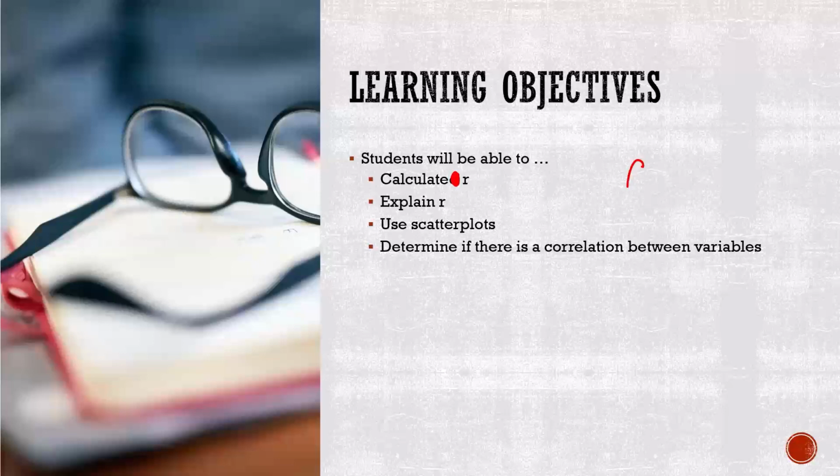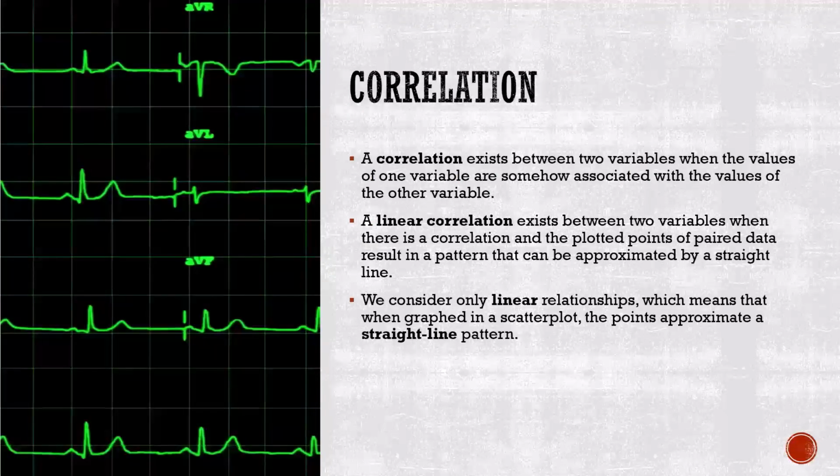So what is correlation? A correlation exists between two variables when the values of one variable are somehow associated with the values of the other variable, right? You want to be careful to say that correlation does not imply causation, right?